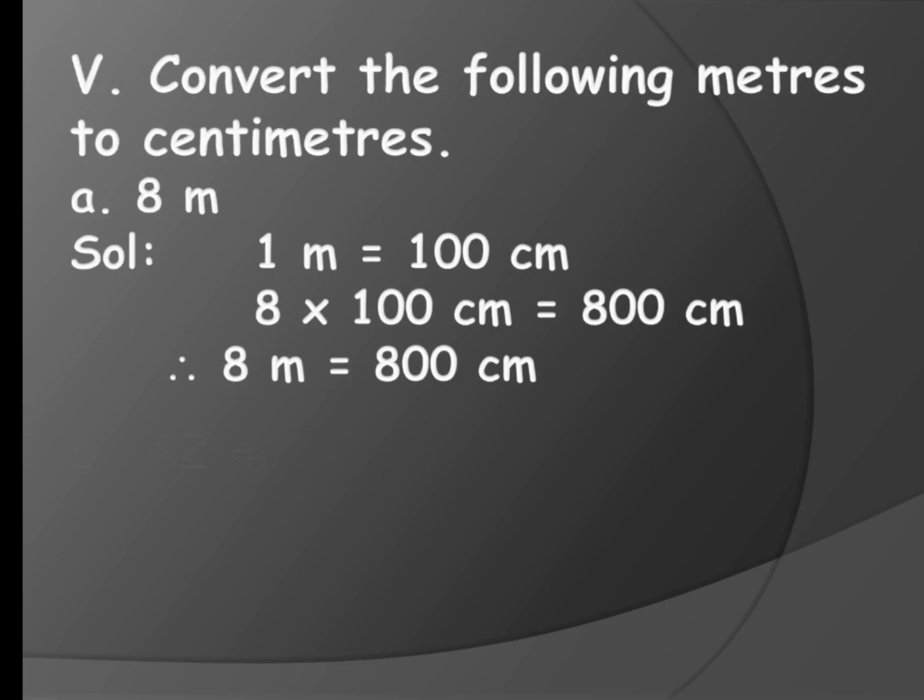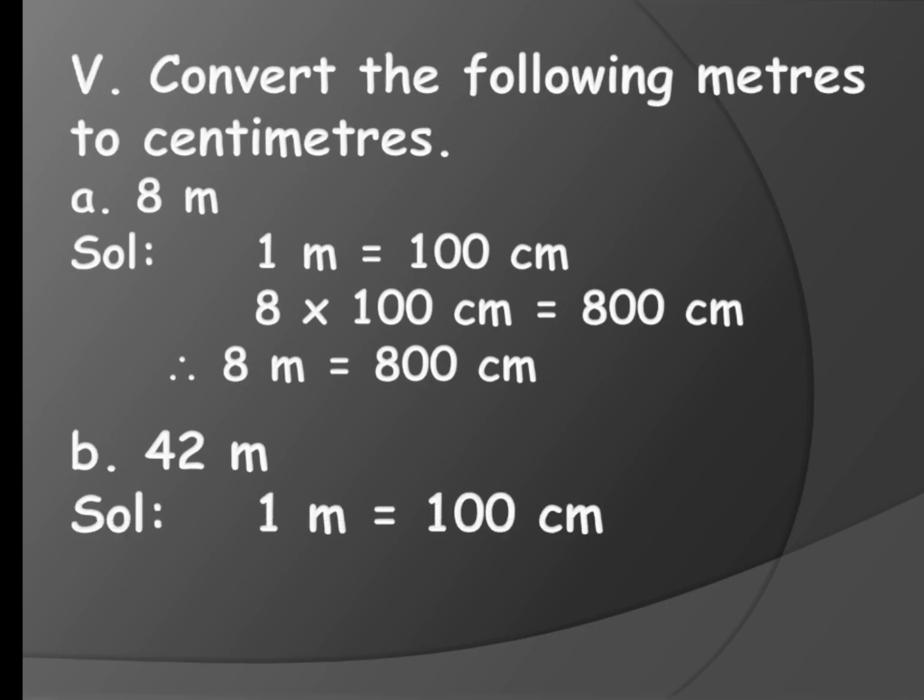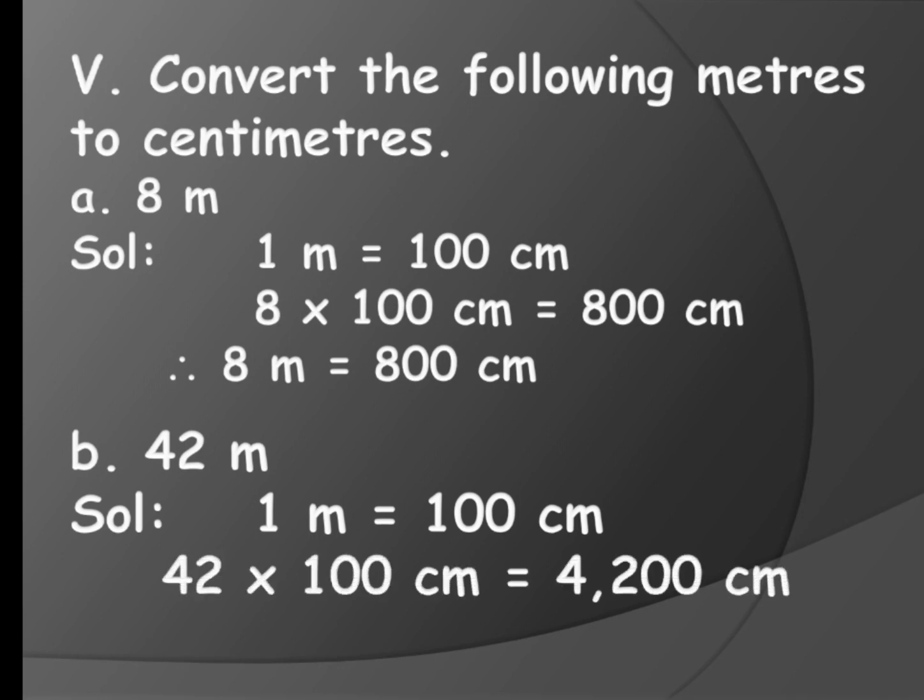Okay, next 42 meters. So 42 meters, 1 meter is equal to 100 centimeters, isn't it? 42 into 100, which gives us 4200 centimeters. Okay, so therefore 42 meters is equal to 4200 centimeters. That's what you have to write. Okay, so in this way you need to convert the meters into centimeters.